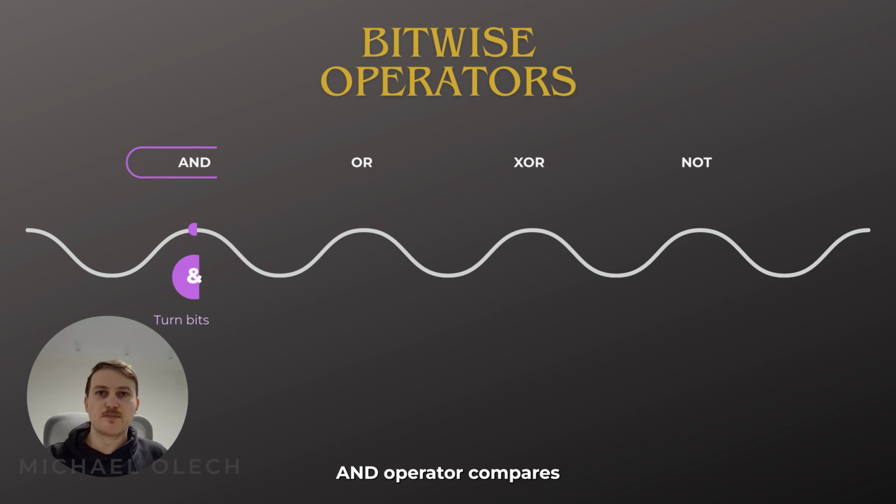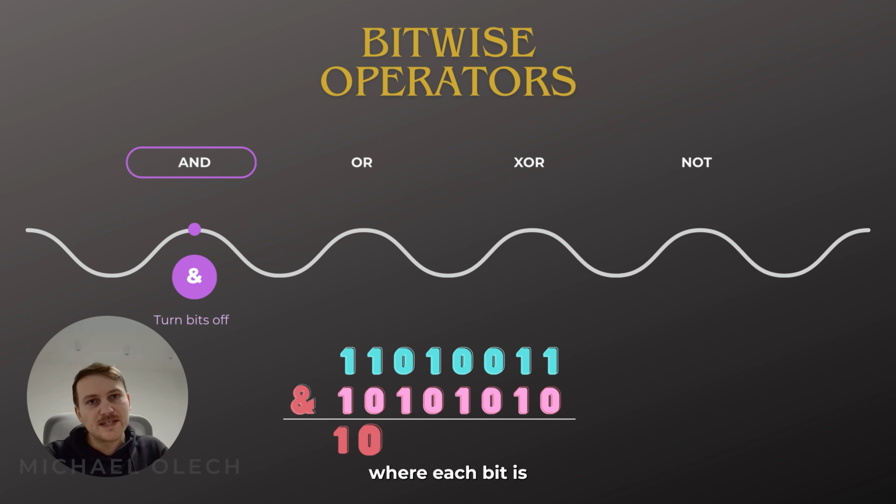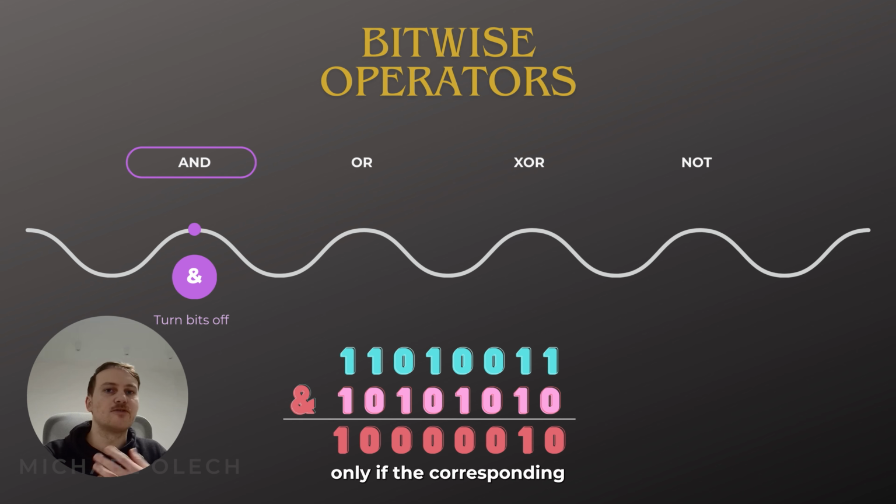The bitwise AND operator compares two numbers bit by bit and produces a result where each bit is set to 1 only if the corresponding bits in both operands are 1. If either of the bits is 0, the resulting bit is 0. It is commonly used to mask bits, meaning to extract or check specific bits within a number.